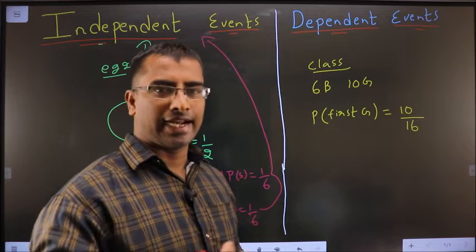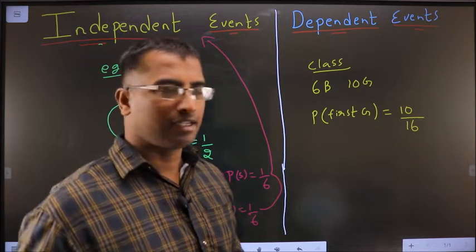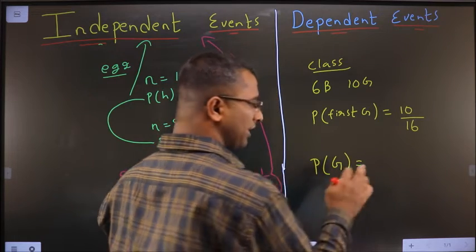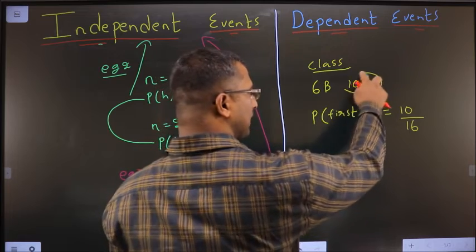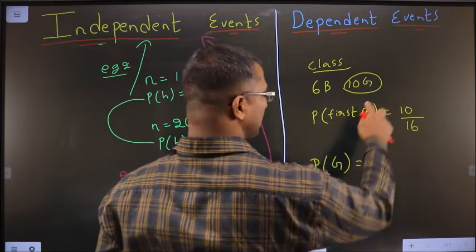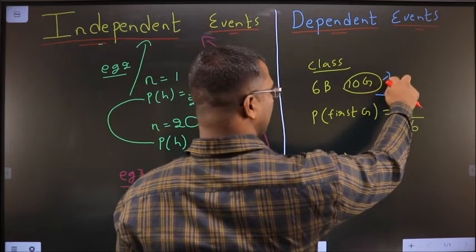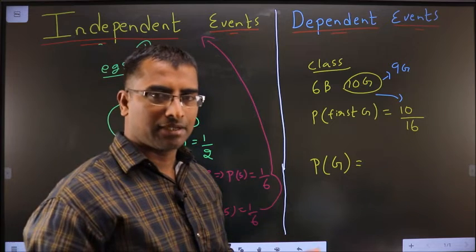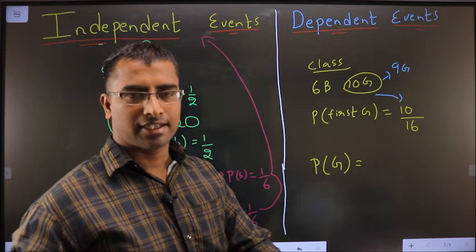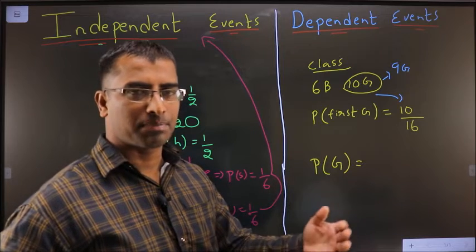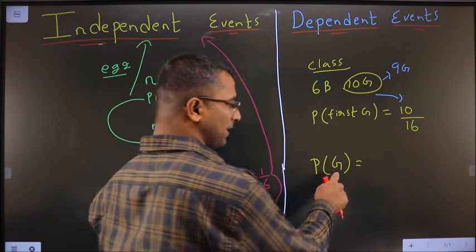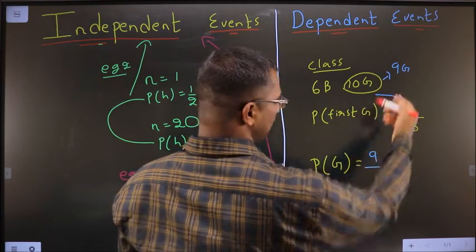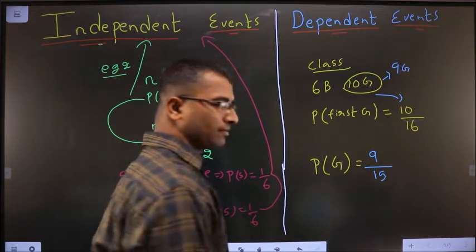Now in my second attempt, also I should select a girl. So the probability of selecting a girl in the second attempt will now be, earlier there were 10 girls. One girl has been selected and kept aside. Now the girl count will decrease to 9. When the first girl has been selected, the girl count will decrease. So now the girls present are 9. So the probability of selecting a girl the second time will be 9 by the total, 6 plus 9, 15.